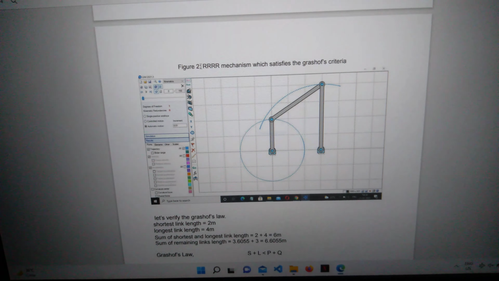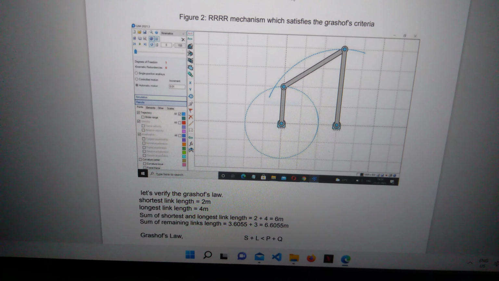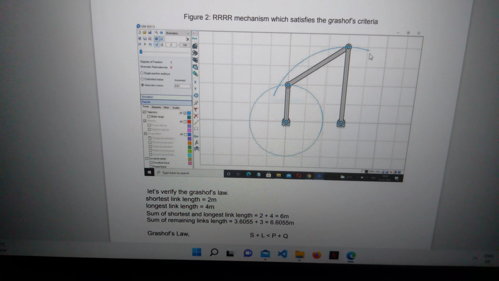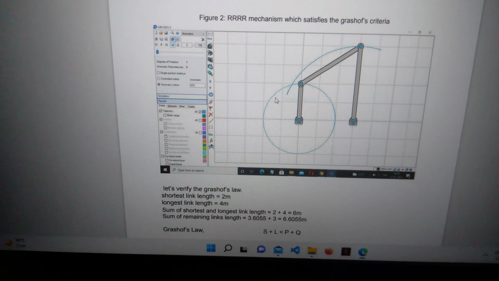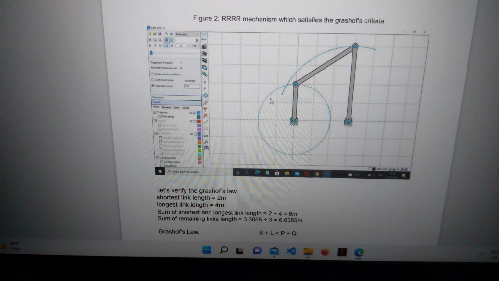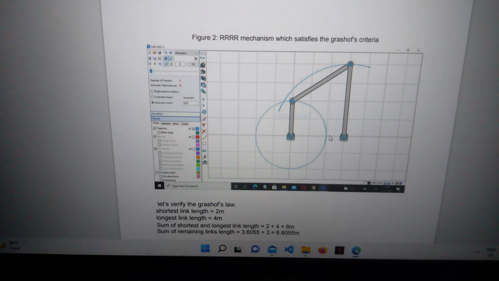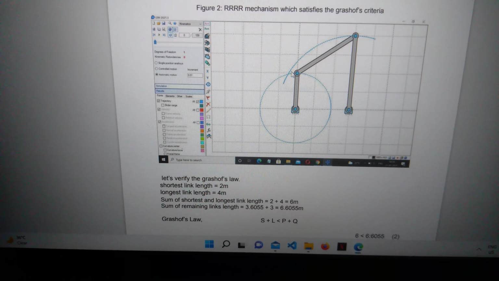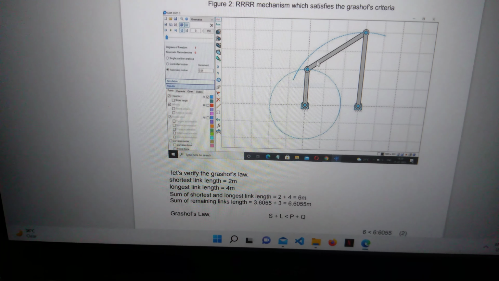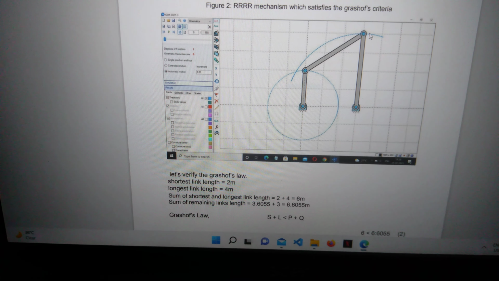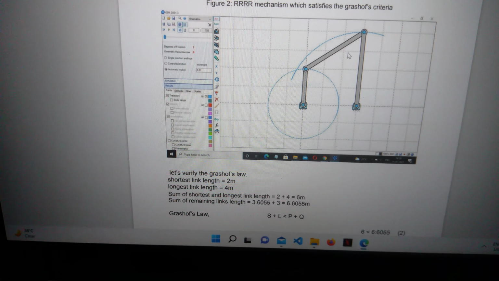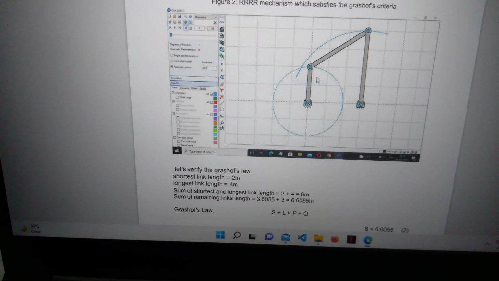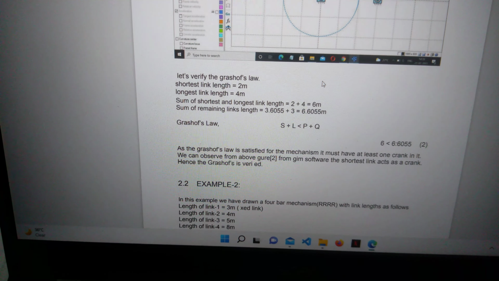Here is the RRR mechanism, sir. As you can see, these dotted lines depict the trajectory, sir. In the GIM software, we just put in the lengths of the 4 links, and this whole loop depicts the trajectory of this complete link, and this trajectory depicts the movement of this bigger link one.